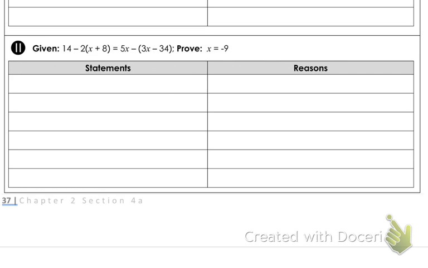The first thing we should have put is our given. Our given should be 14 minus 2(x + 8) equals 5x minus (3x minus 34). Oh, that's a long one. That is my given. I can tell that we need to distribute something. So my next step needs to be the distributive property.